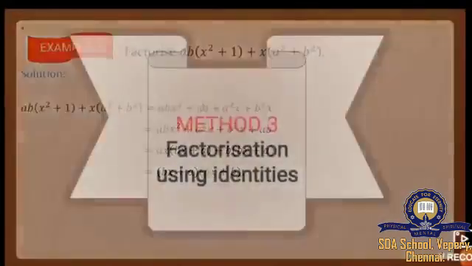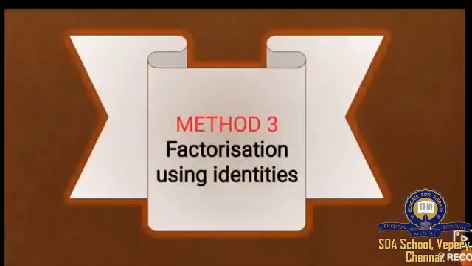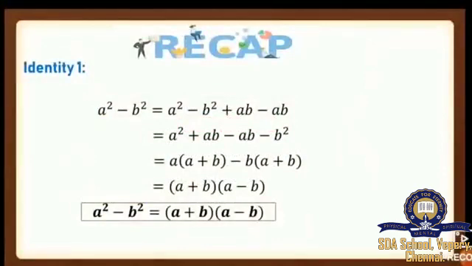Okay. The next method is factorization using identities. So far we have learned many identities, right? Using those identities, we can factorize algebraic expressions. So quickly let us recall what are the identities we have seen so far.